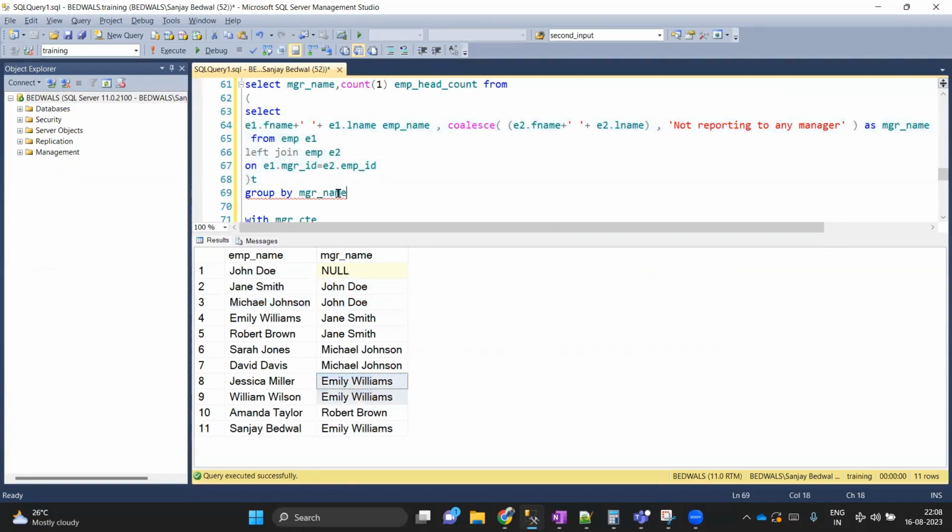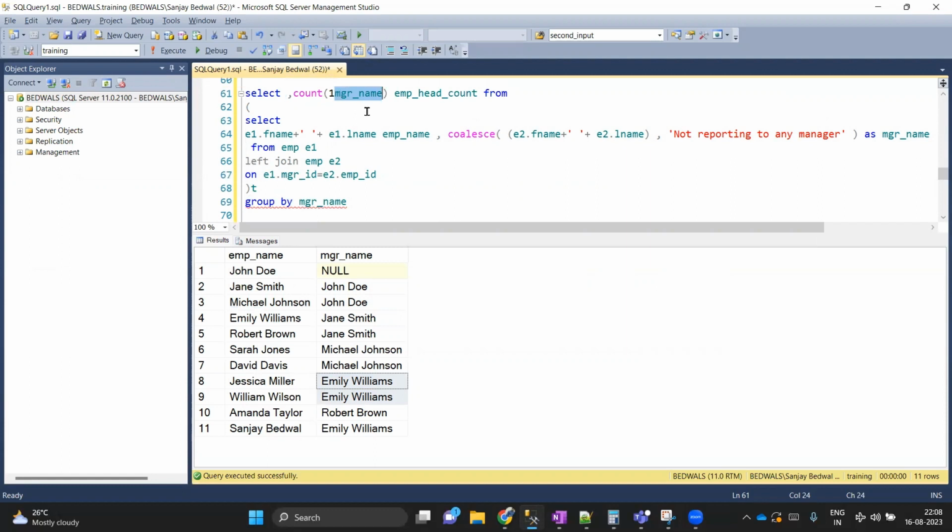We are going to do a group by on top of manager name, print that manager name, and count the occurrence of that particular manager. Basically, here you can use count of 1, here you can use count of employee name, and here you can use count of manager name also. Every possible combination will give you the same result set, right?